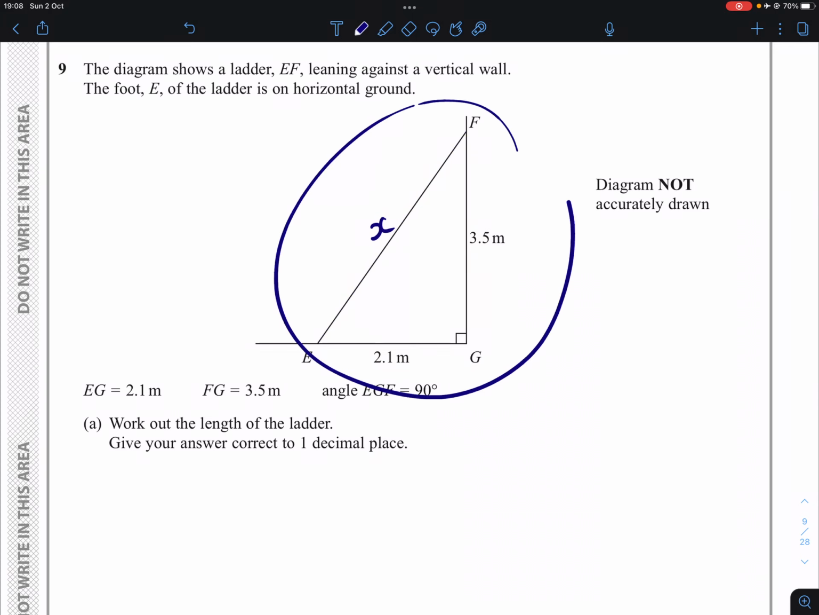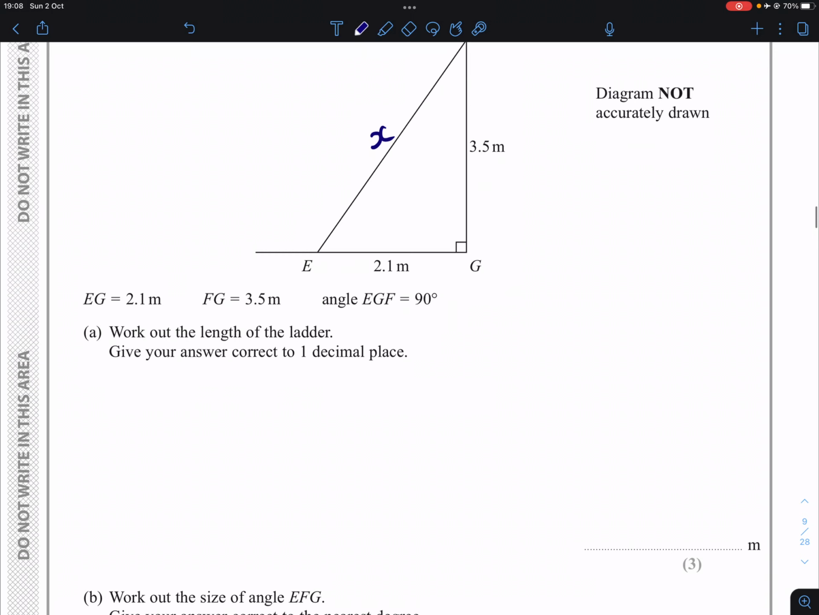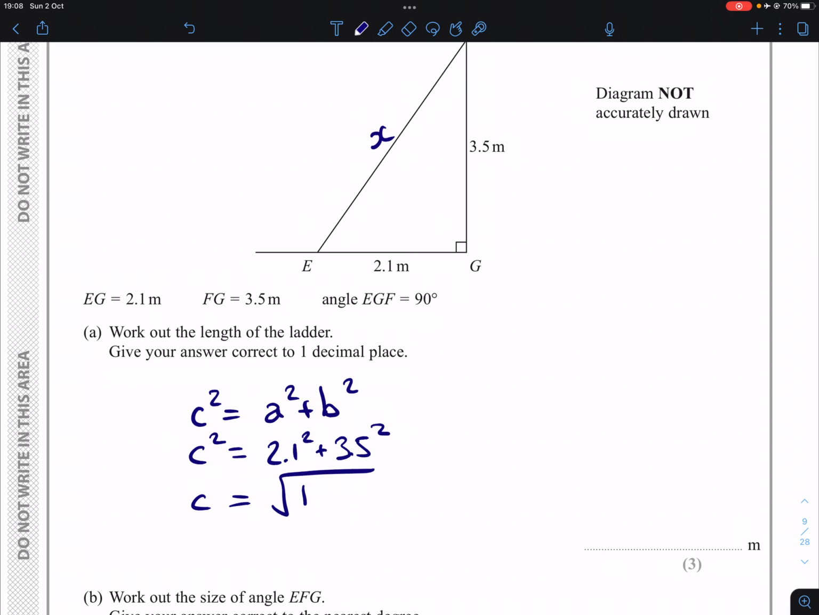We have a right angle triangle with all three sides involved. So this is a classic Pythagoras question, where c squared is equal to a squared plus b squared. So we sub in our values of 2.1 and 3.5. We square them to give us a total of 16.66, and then we're going to square root that in order to get our final answer of 4.1 meters.